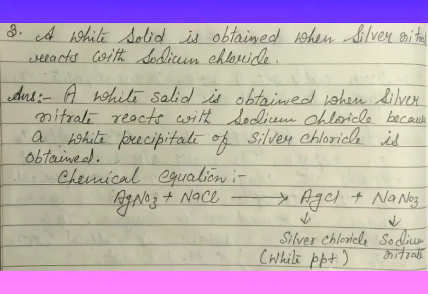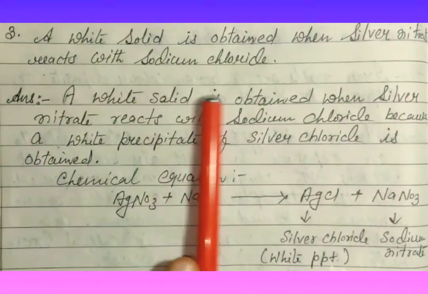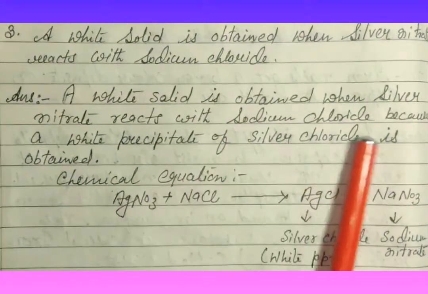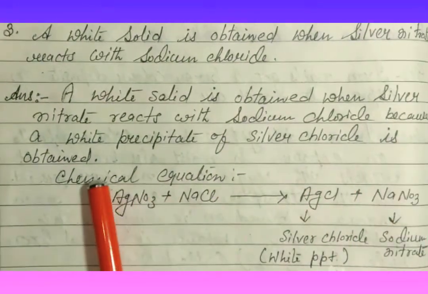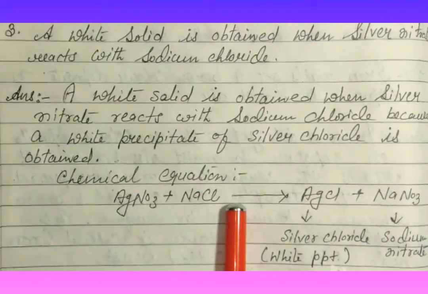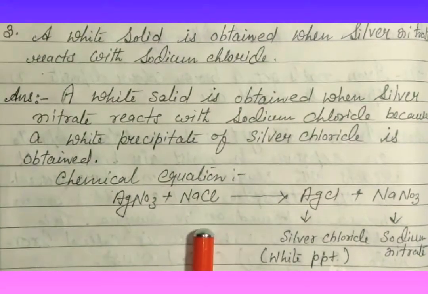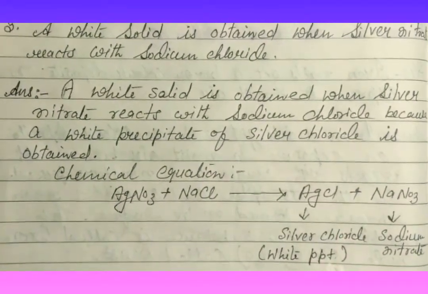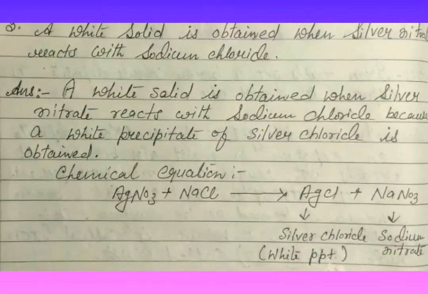Now question number 3. A white solid is obtained when silver nitrate reacts with sodium chloride. The answer will be: a white solid is obtained when silver nitrate reacts with sodium chloride because a white precipitate of silver chloride is obtained. Chemical equation: silver nitrate AgNO3 and sodium chloride NaCl give AgCl, silver chloride, a white precipitate, and sodium nitrate NaNO3.